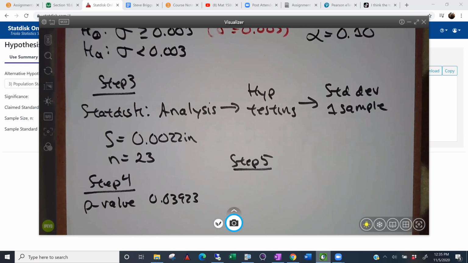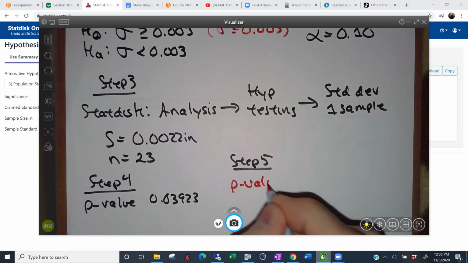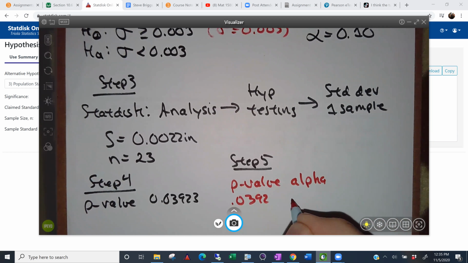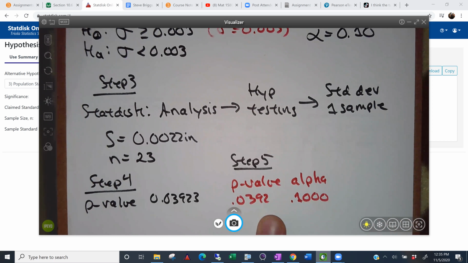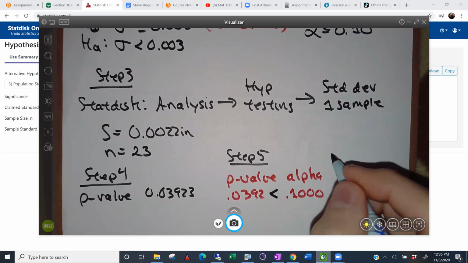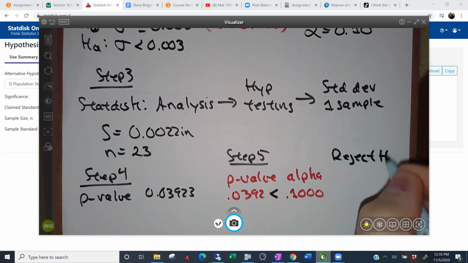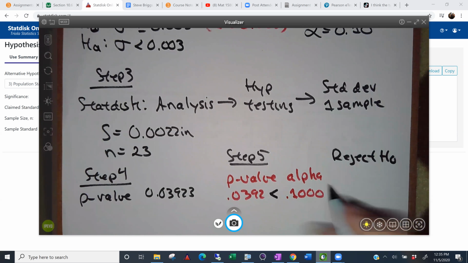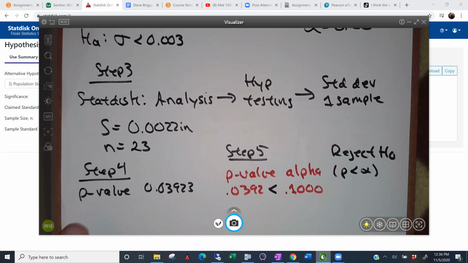Step 5 is where we make our decision. I do put some good emphasis on that part. We want to compare our p-value to alpha, 0.0392 and 0.10. Now, if it helps, you can add in enough zeros so that the length of this one matches the length of that one. Maybe it's easier to compare them that way. What inequality goes in here? A less than or a greater than? Less than. Thank you so much, Jillian. Less than. So reject H naught. Our p-value is less than alpha. That's the big thing that we wanted out of this. We wanted to know what the p-value is so we can decide to accept or reject.